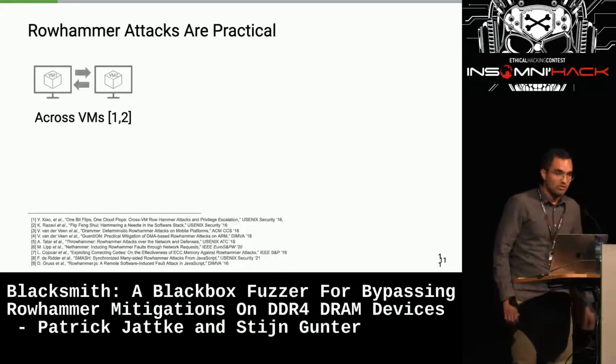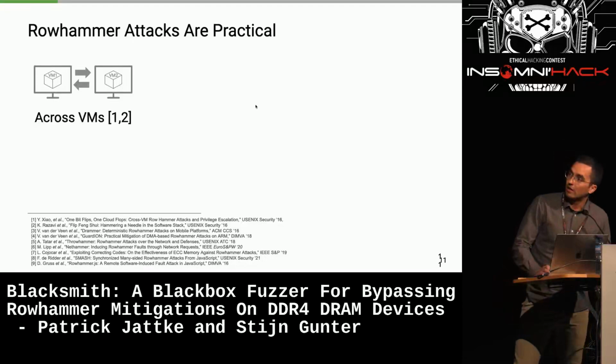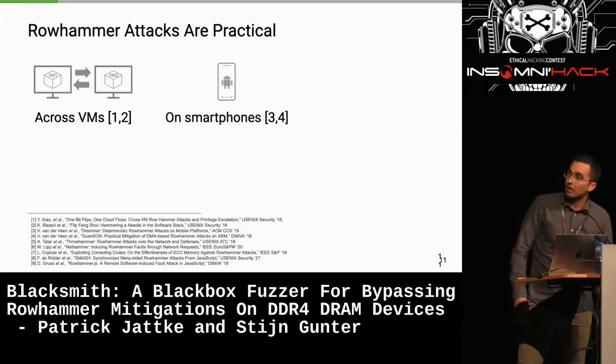So now you may ask, okay, this sounds very theoretical, but what can we actually do with it? There has been a plethora of work that showed that these attacks are really practical. So for example, you can exploit applications across VMs that run on the same host. It has been shown that you can also run Rowhammer on smartphones. Smartphones usually have LPDDR memory.